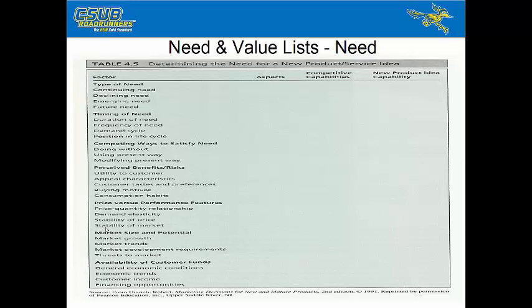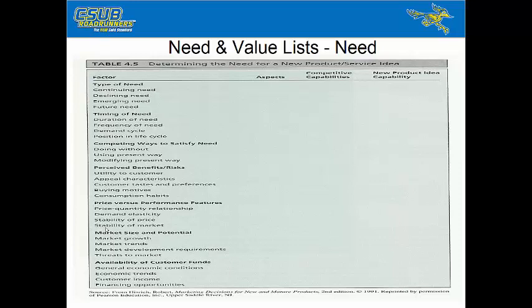Is it a continuing need? Is it a declining need? Is it an emerging need? Is it a future need? So once you've come up with an idea, these are the questions that you need to answer about new ideas when you're doing the new idea stage.